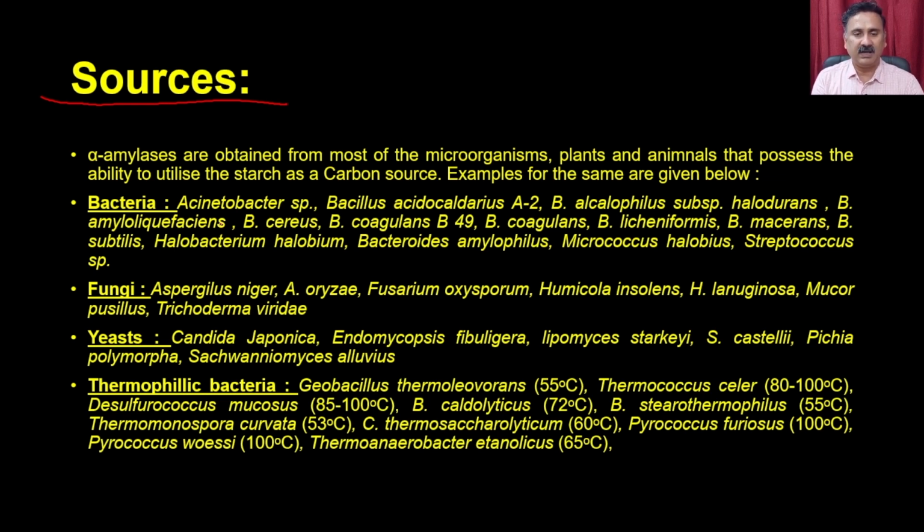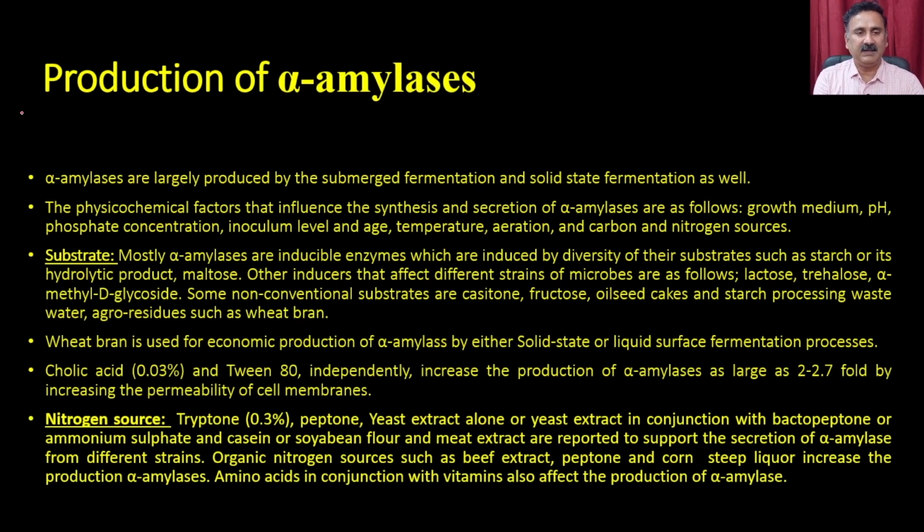From bacteria, you can have deep sources of bacteria, so you can get the amylases from different bacteria. You can also have fungi, yeast, or thermophilic bacteria. Once you have the amylases, you can do the production of amylases. Amylases are largely produced by submerged fermentation and solid state fermentation.